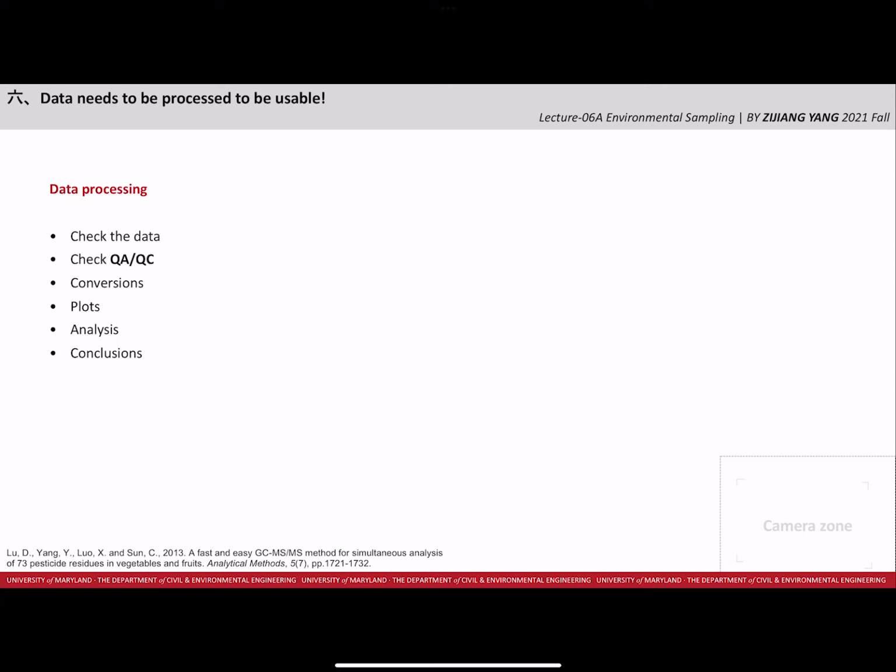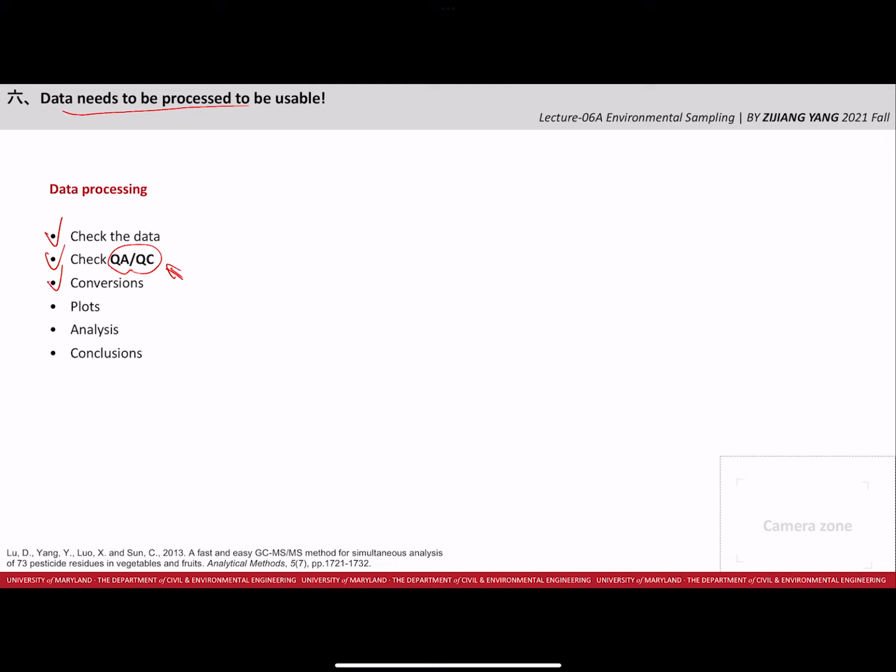The next one is, once we have the data, we need to do data processing. So first, we need to check the data, especially if the data is reasonable. Like if we have a pH value which is negative, we know that something must be wrong. And we also need to check QA and QC. I will talk about QA and QC in the next slide.